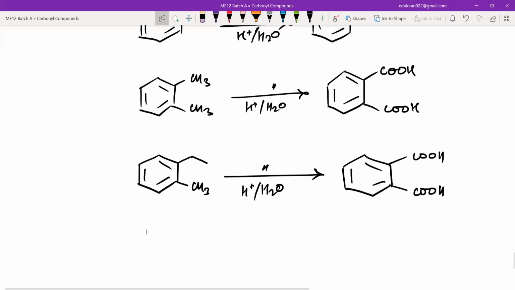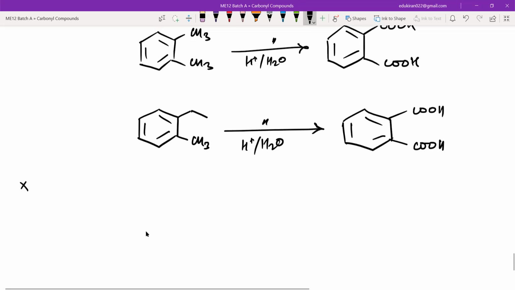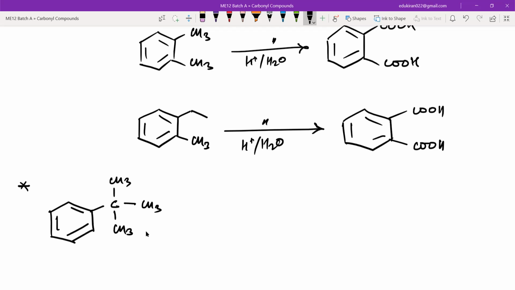Okay, done. Just write one note here, that there should be at least one hydrogen atom present. If you have a carbon atom attached to CH3 and CH3, a tertiary carbon, and you are using vigorous conditions, for example KMnO4, H plus, and also heat, then also it will not give any reaction. There will be no reaction. So this carbon should have at least one hydrogen, otherwise it will not give you benzoic acid.